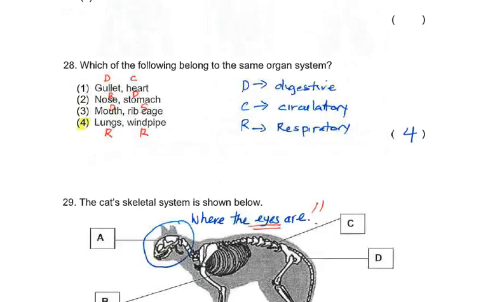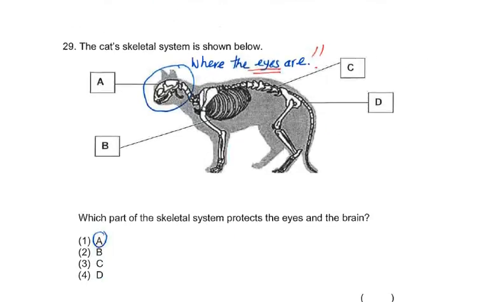Okay, the last 2 questions. This one, where are the eyes? Just ask, okay. You can find eyes not at the body or the leg, but the eyes can be found on the head here. So straight away is A. You would know it's A.